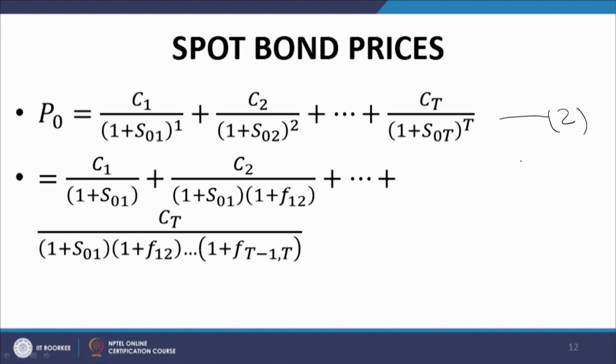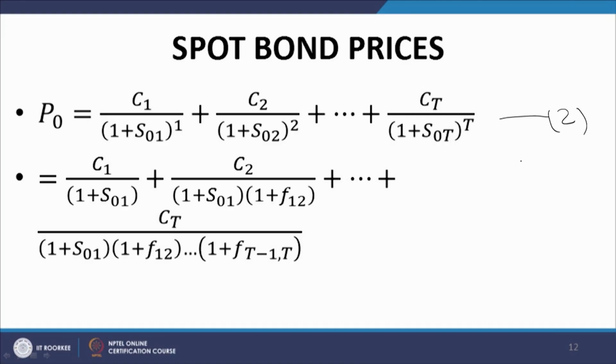Let me repeat, the current trading price of the bond will be obtained as the discounted value of all future cash flows from the bond, discounted at the appropriate risk adjusted spot rates corresponding to the timings at which the cash flows take place. You can see here the cash flow at t equal to 1 is discounted at S01, the cash flow at t equal to 2, that is C2, is discounted at S02 and so on.